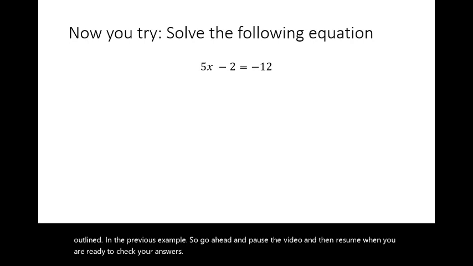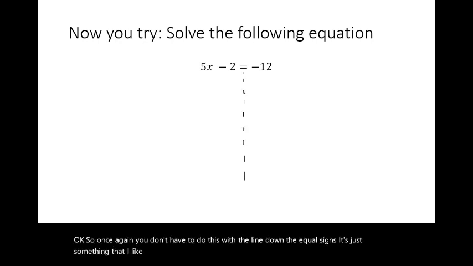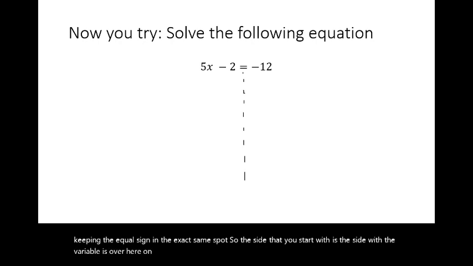Okay, so once again, you don't have to do this with the line down the equal signs. It's just something that I like to do to make sure that the equal sign never moves and that you're keeping the equal sign in the exact same spot. So the side that you start with is the side with the variable. The variable is over here on the left, so I'm going to focus on the left side here.